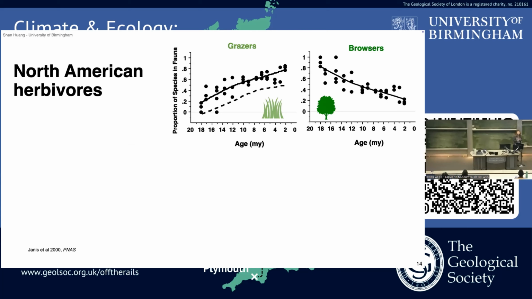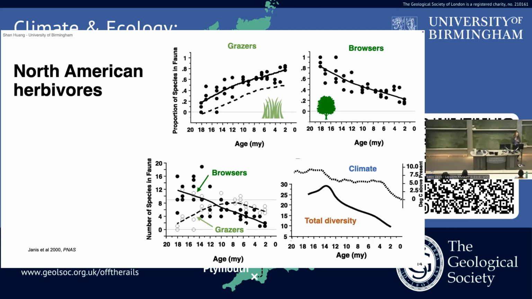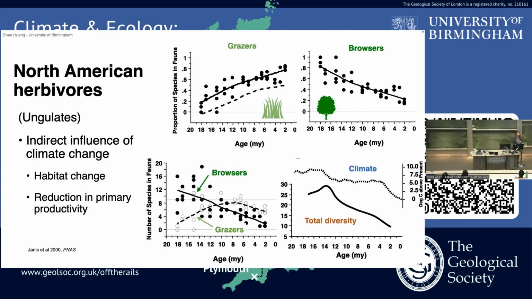However, it wasn't a one-by-one replacement, because in the bottom left, you can see a hump shape for the dashed line, which is the total number of grazing species. In the bottom right panel, you can also see the total number of species decline through time, which is the black solid line. So based on these data, the authors suggested that there were strong indirect effects of climate change, including the change of habitats, but also the reduction in total primary productivity in the system, which essentially means less food available for the herbivore communities.